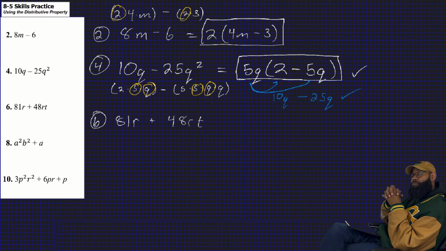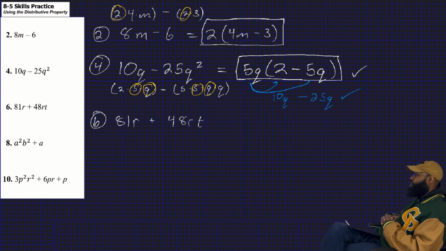81r plus 48rt. 81 is a pretty big number, double digit, so let's break it down. 81 in prime factorization, what am I looking for? I'm looking for 3 times 3, which is 9, times another 3, which is 18. Hold on a second. Times another 3, times another. So 3 times 3 times 3 times r.